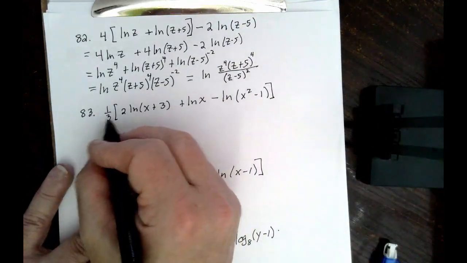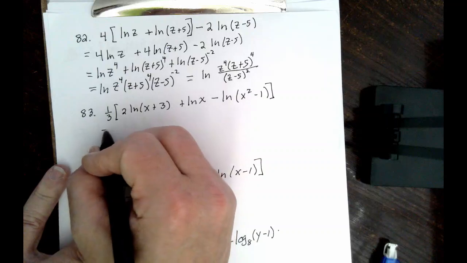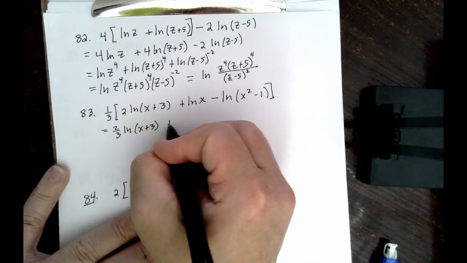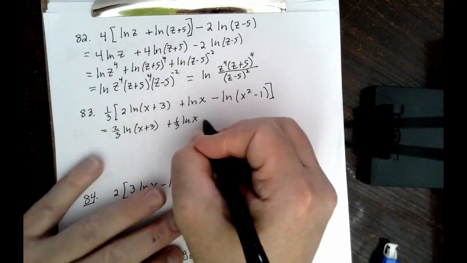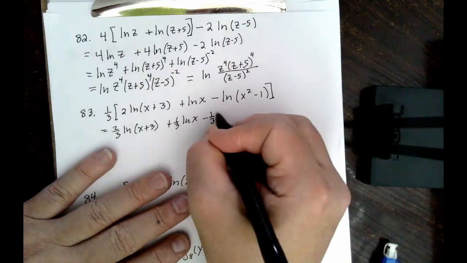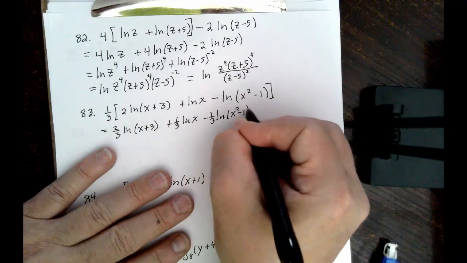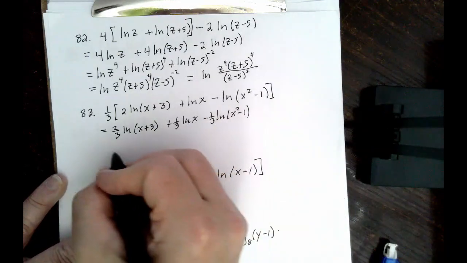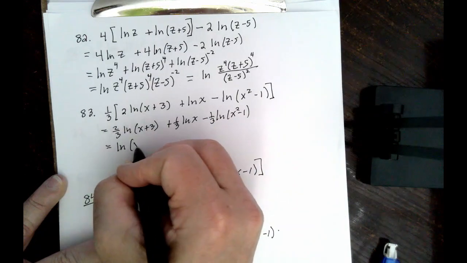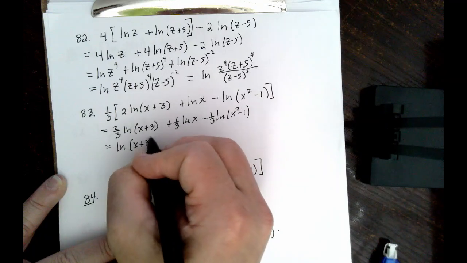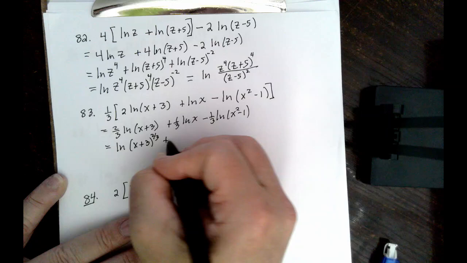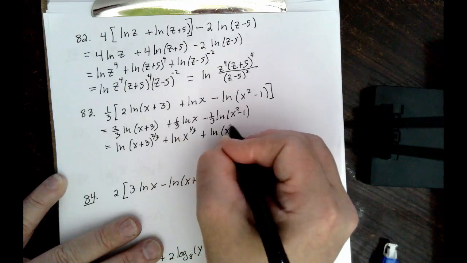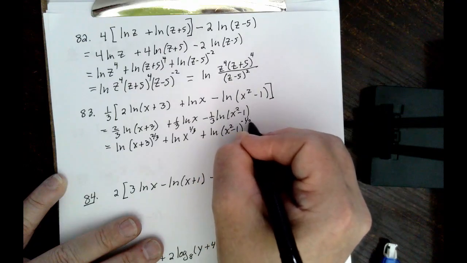Okay, and now here you can multiply each one of these by 1/3, and so you get what, 2/3 here, ln of x plus 3, plus 1/3 ln of x, minus 1/3 ln of x squared minus 1. Okay, and now you can bring each one of these into the exponent, including the minus 1/3 there. So you get ln of x plus 3 to the 2/3 plus ln of x to the 1/3 plus ln of x squared minus 1 to the negative 1/3.